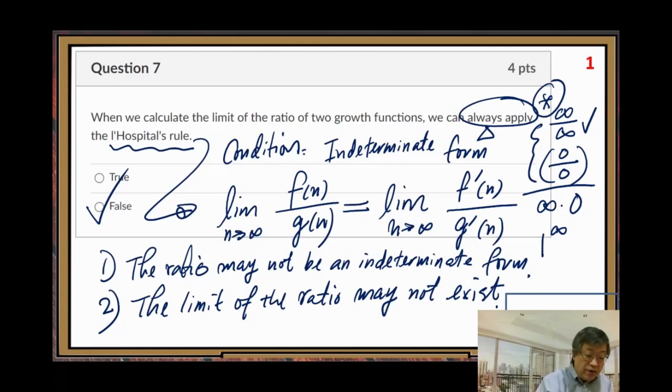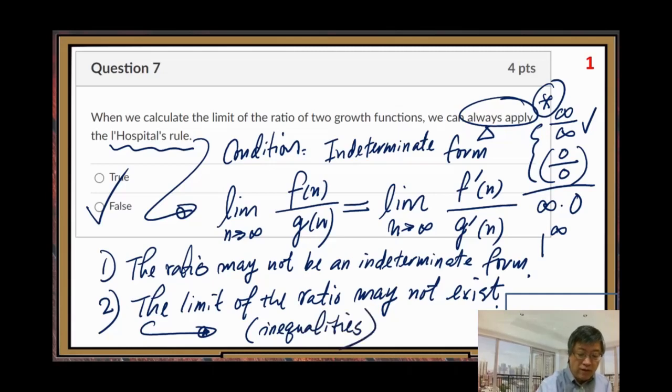But for this case, we know in this situation, we can use inequalities. The method based on inequalities to solve. So we do not use the limit to solve. We use inequalities to solve. So that is question number 7.